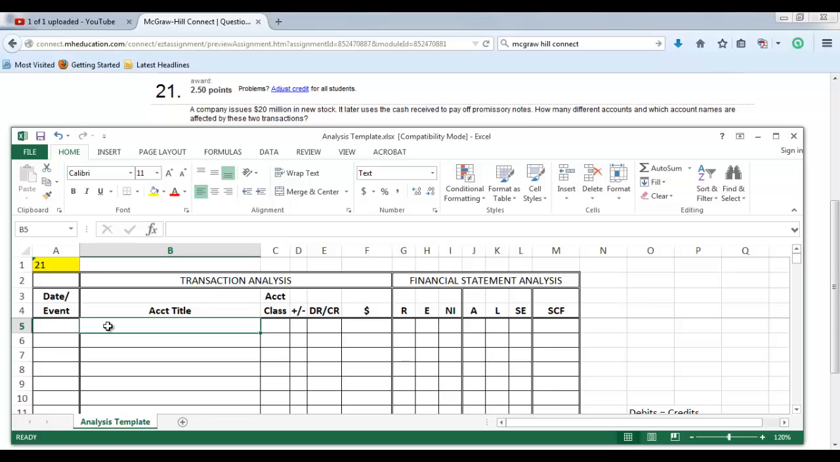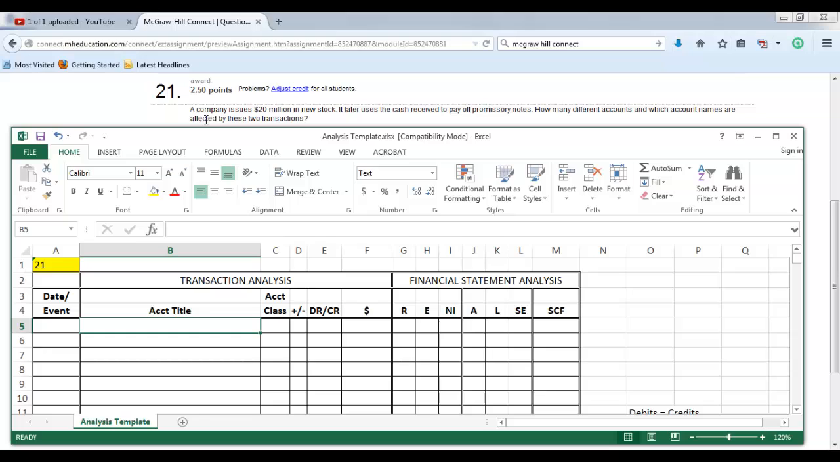Okay, this is question number 21 on your Chapter 2 Connect homework. And 21 reads, a company issues $20 million in new stock. It later uses the cash received to pay off promissory notes. How many different accounts and which account names are affected by these two transactions? Now they do give us the hint that those are two separate transactions, but we need to definitely get into the habit of making those two separate transactions regardless, okay?